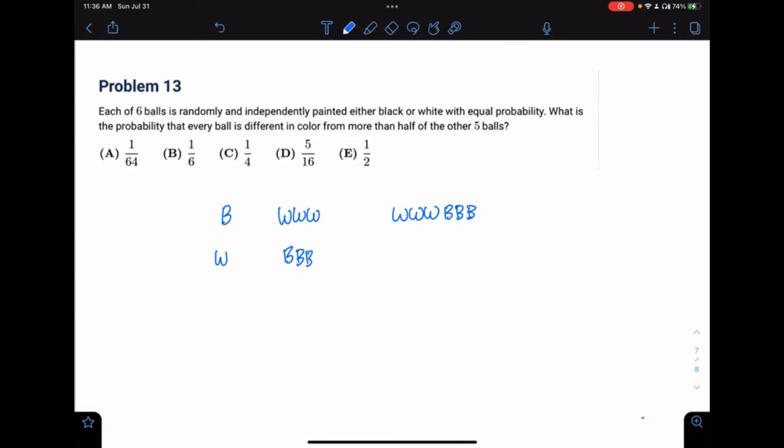So the number of ways to choose 3 whites and 3 blacks is the total number of ways to choose 6 balls, which is (1/2)^6, times the number of ways to arrange 3 whites and 3 blacks, which is 6 factorial over 3 factorial times 3 factorial. So this whole equation simplifies to 20 over 64, which is equal to 5 over 16. So our answer is D, 5 over 16.